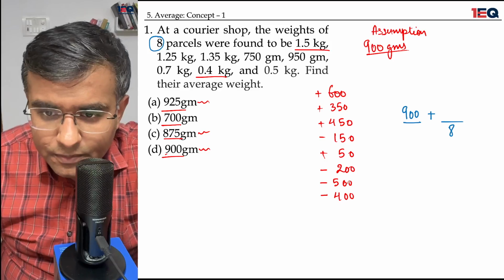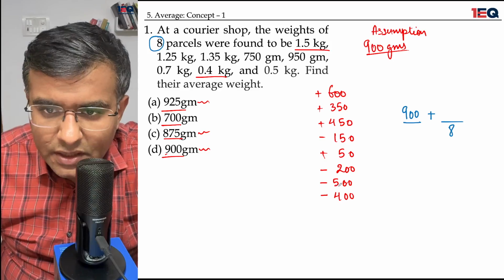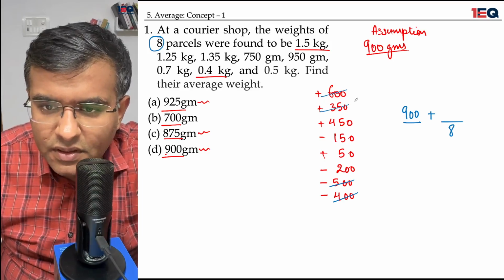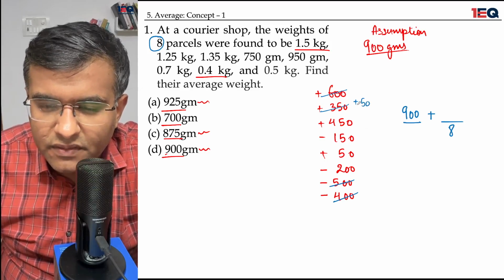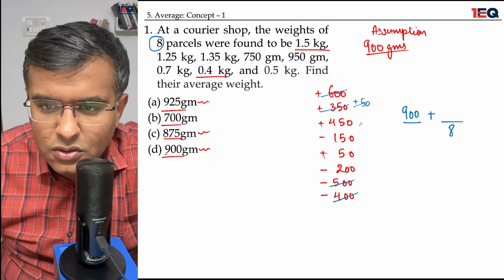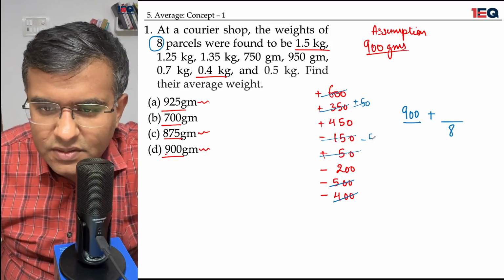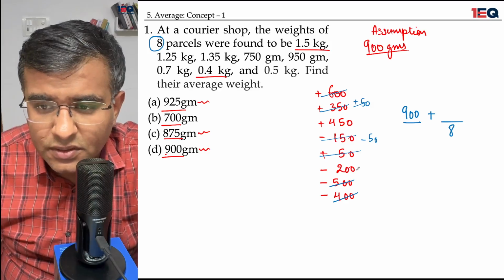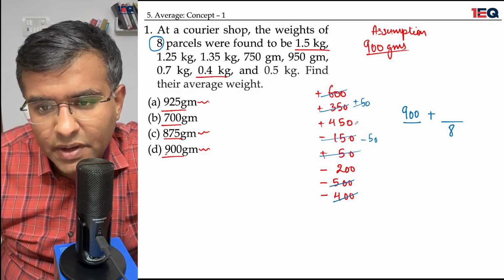I'll quickly do it. This is minus 900, and this is plus 950, so there is a plus 50 left behind. If there's two plus 50s, this is minus 150, this becomes minus 50. Now I have minus 200, I have minus 200, minus 50, minus 250.